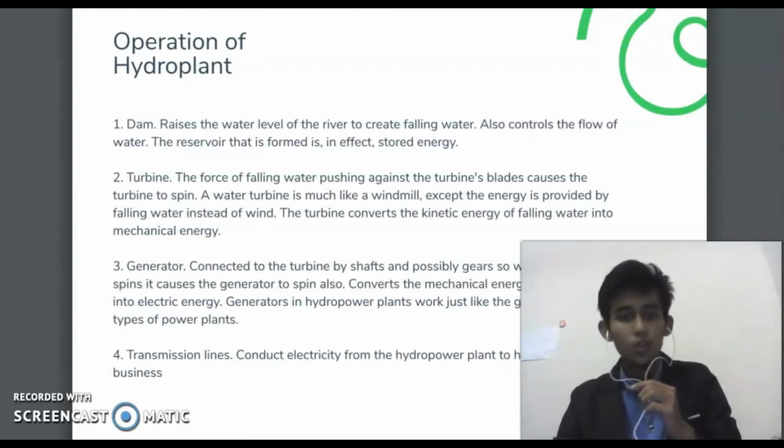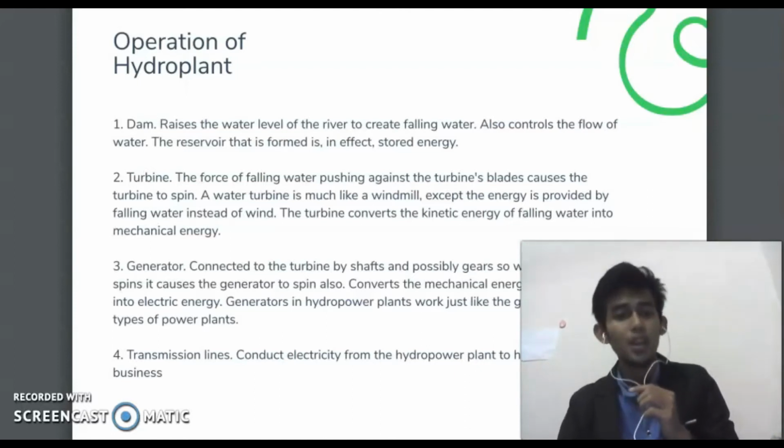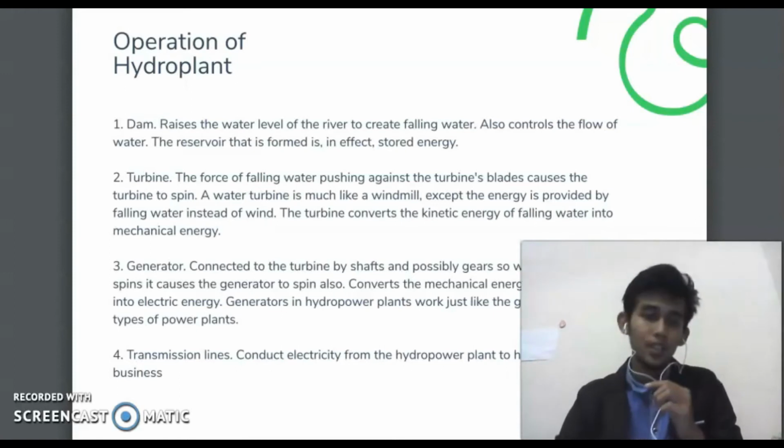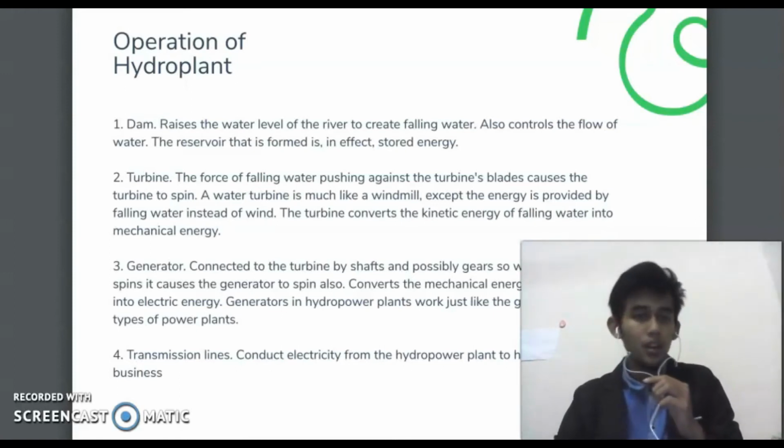The force of falling water pushing against the turbine blade cause the turbine to spin. A water turbine is much like a windmill, except the energy is provided to falling water instead to wind. The turbine convert the kinetic energy of falling water into the mechanical energy. Okay, and the third is a generator.